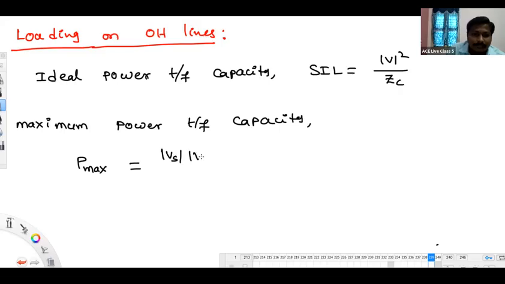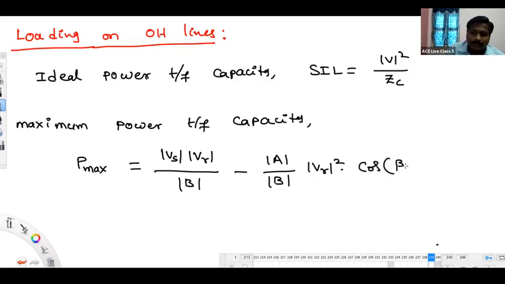Sending end voltage, receiving end voltage by mod B. Cos of beta minus delta will not come. It will be 1 minus mod A by mod B, mod VR square, cos of beta minus alpha.